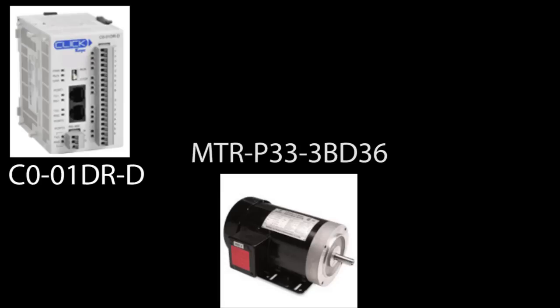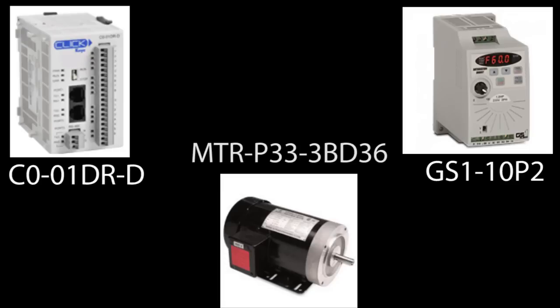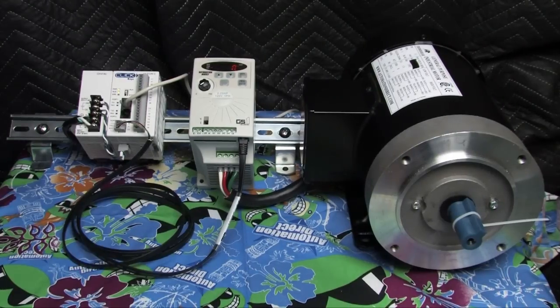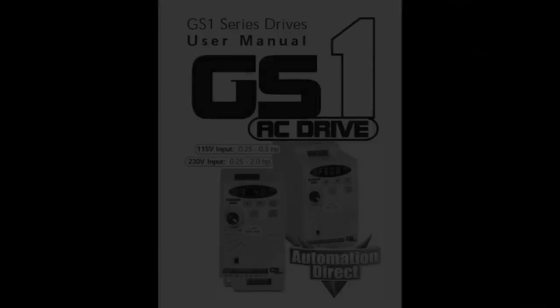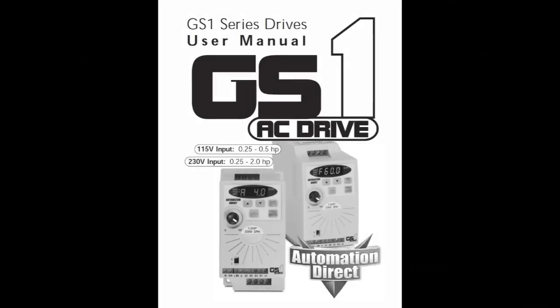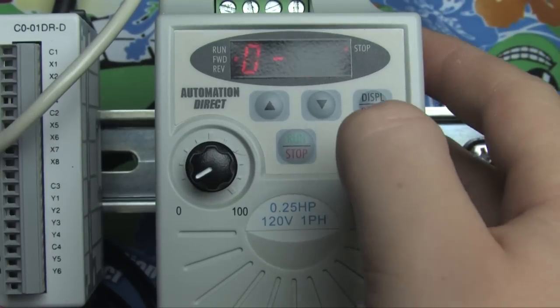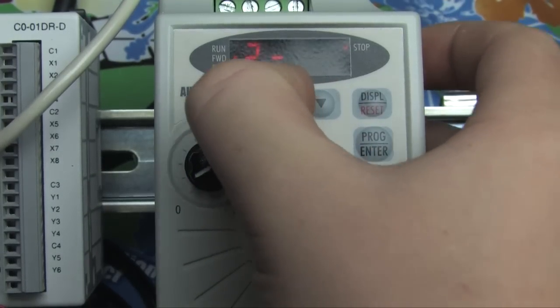In this video, I'll be showing you how to control a motor using the Click PLC and the GS1 drive. We'll assume that you've already wired the motor and drive correctly, and have already entered all the required motor nameplate parameters into your drive. If you haven't done that, please refer to Chapter 3 in the GS drive manual before continuing with the video.